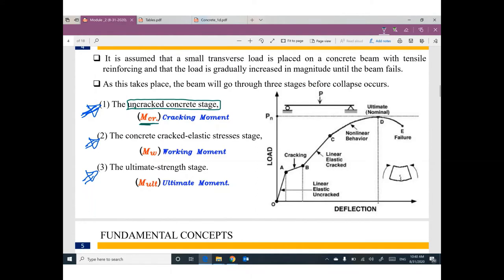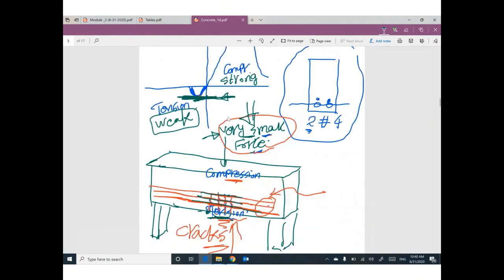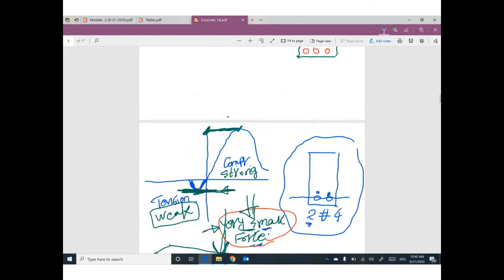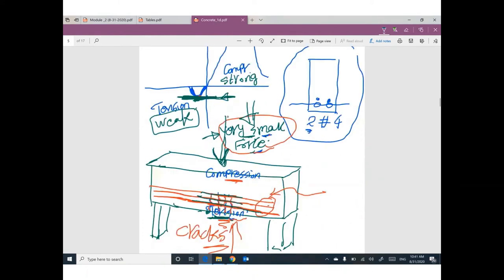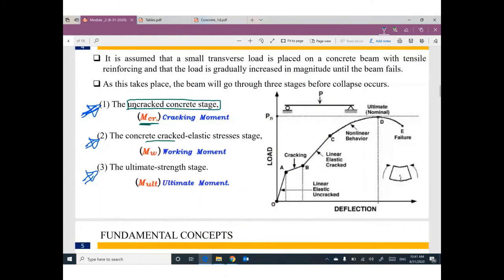But if you increased the applied load more and more, we can expect tension more and more. This tension will exceed the tensile strength limit of concrete. So concrete will not work anymore in tension. So concrete cracked. Steel reinforcement will support this tension. So we are in the cracked elastic stress stage. Why cracked? Because the tension exceeds the tensile strength of concrete, so concrete will no longer work.